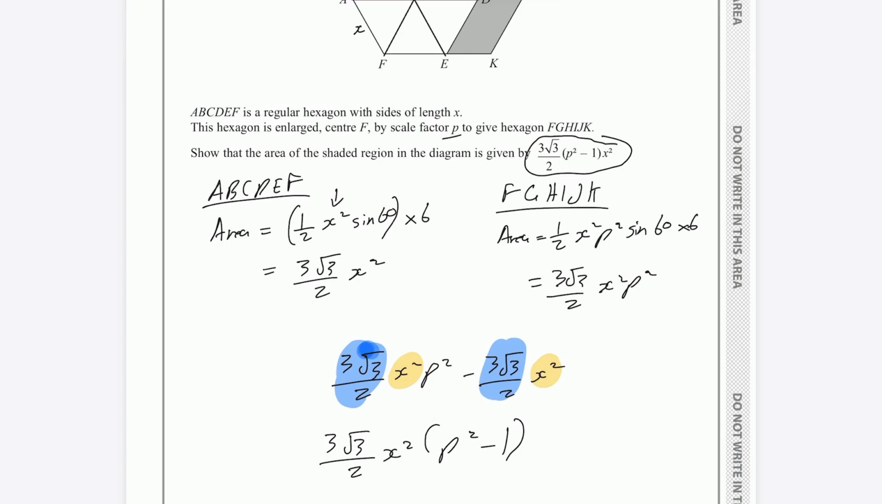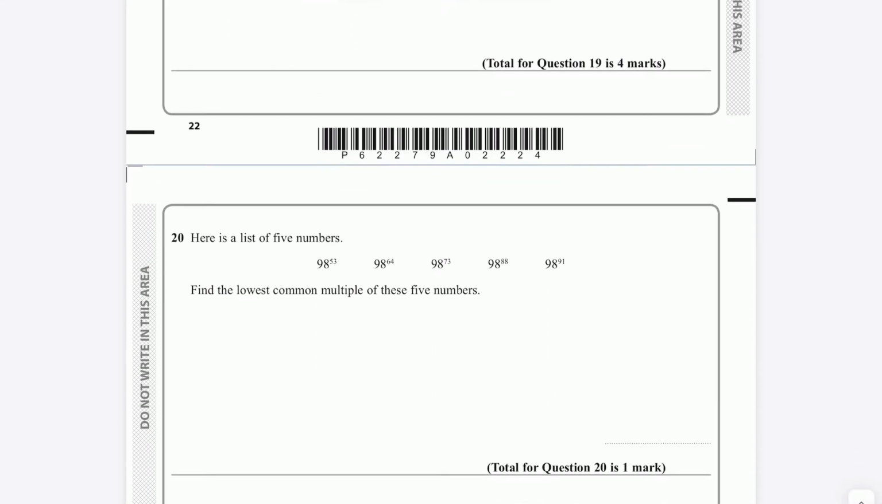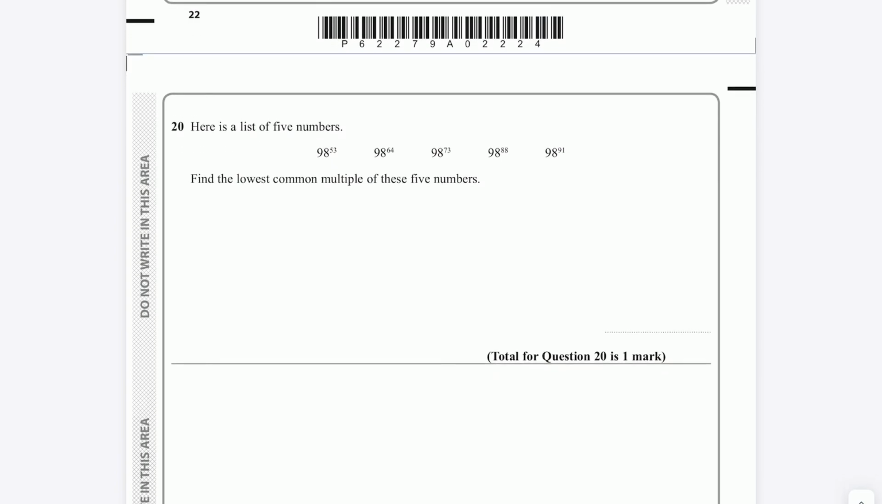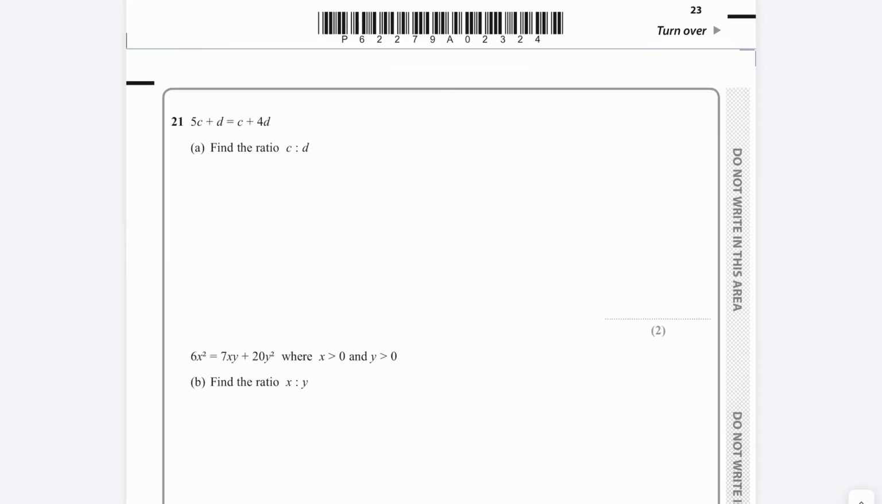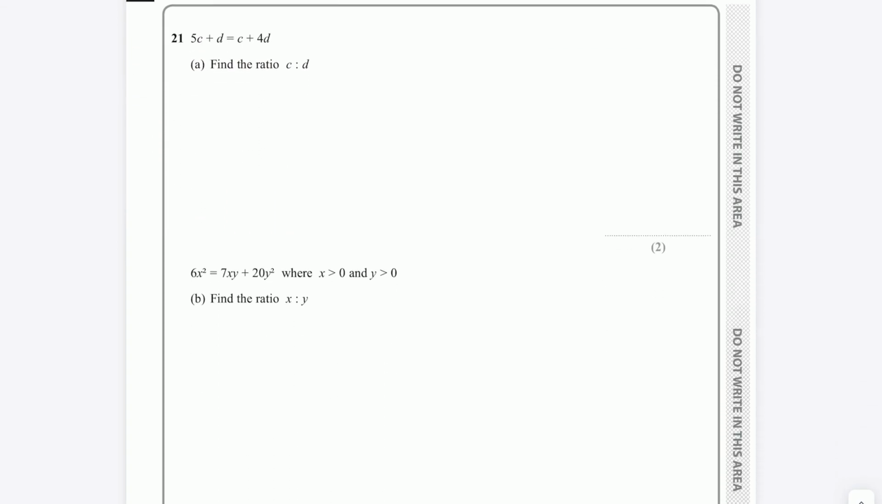But yeah, moving on to question 20. So the lowest common multiple here is 98 out of 91. Moving on to question 21. So with this, I normally like to, so if I just write that out, I normally like to get rid of the smaller one first. So c from this side, so that's 4c. And then I can get rid of the d from this side. Is equal to 3d, and essentially left with a ratio of 4 to 3.